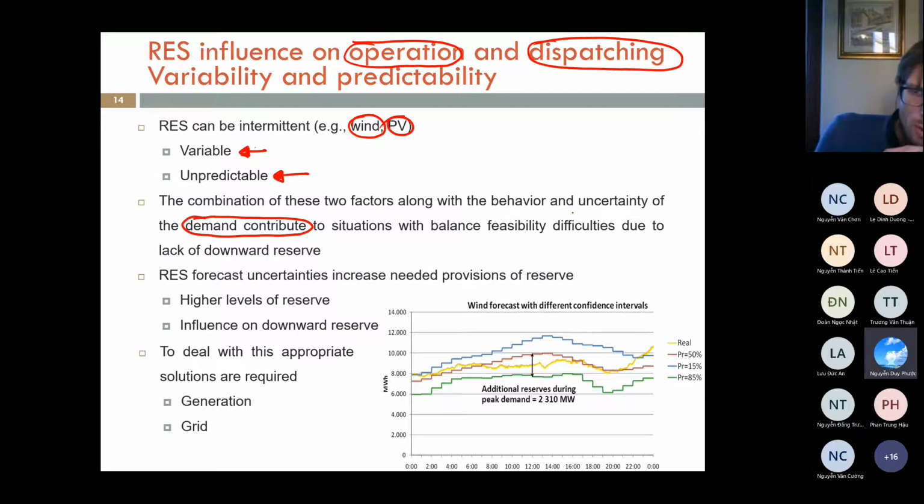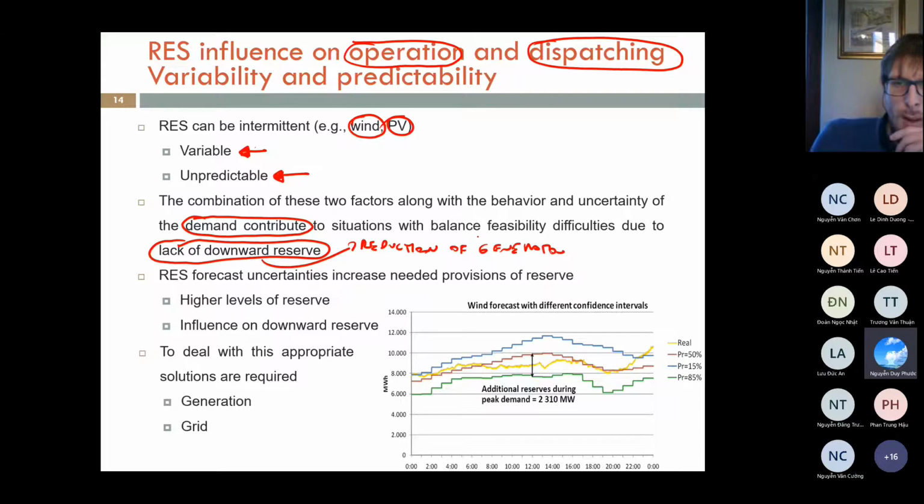One of the main problems you could have is a lack of downward reserve. What does downward mean? Downward is the reduction of generation, the reduction of the production from generators.